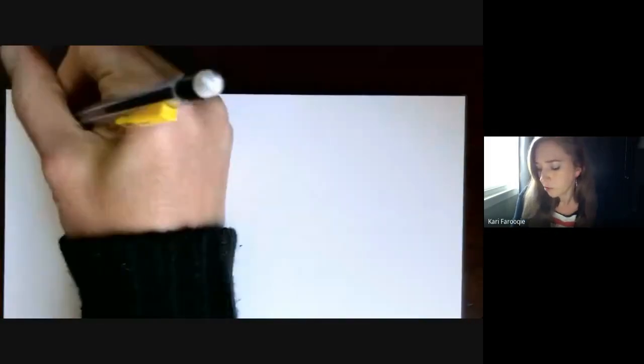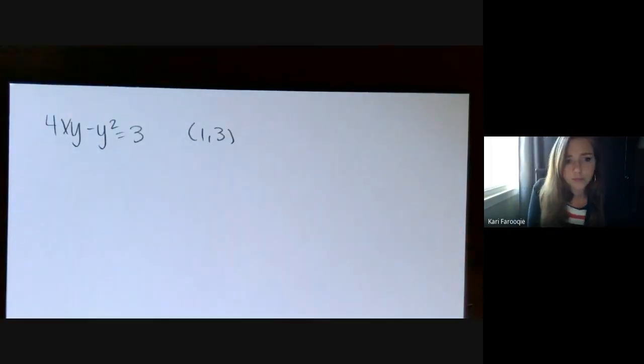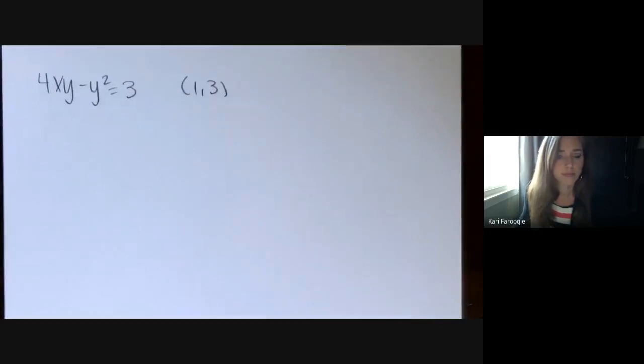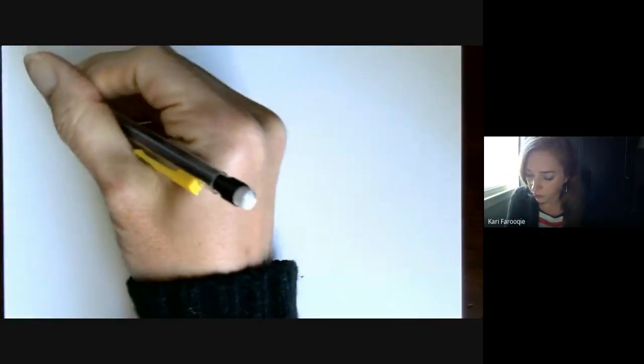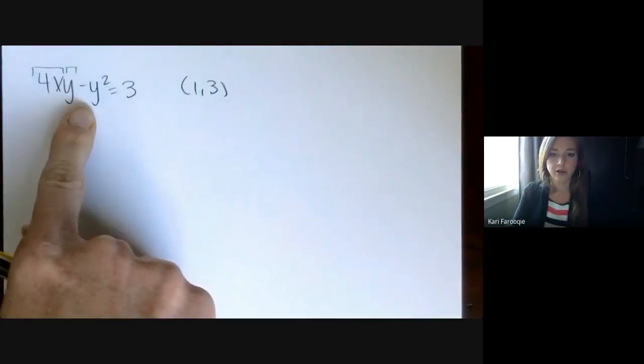Let's see. 4xy minus y squared equals 3. All right. You're being asked to find the equation for the tangent line at this point. So when you're doing the product rule here, group together the 4x and then the y can be g. So you'll have f and g.